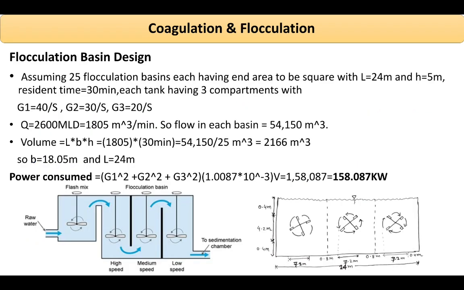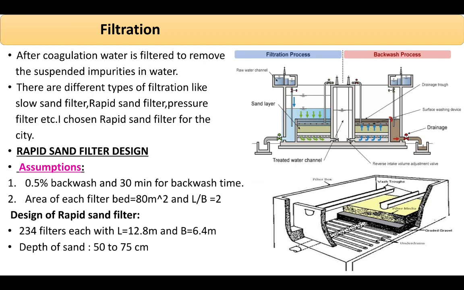So now comes the flocculation basin design. I am assuming 25 flocculation basins. Each has three compartments with length 24 meters and height 5 meters. So for Q equals 2600 MLD, the flow in each basin is 54,150 meter cube. After doing a lot of calculation, you can see here the breadth comes out to be 18.05 meters, the length comes out to be 24 meters, and the power consumed is 158.087 kilowatts.